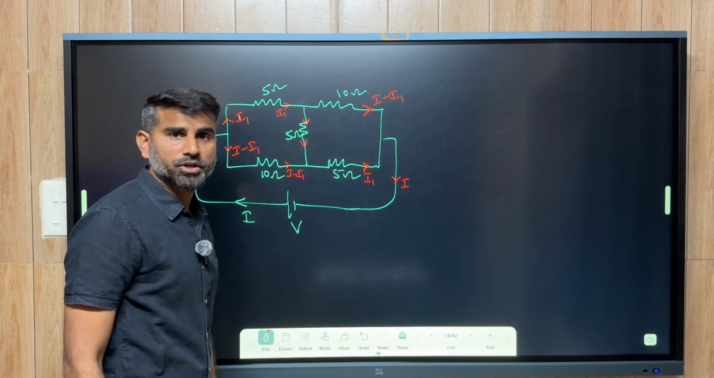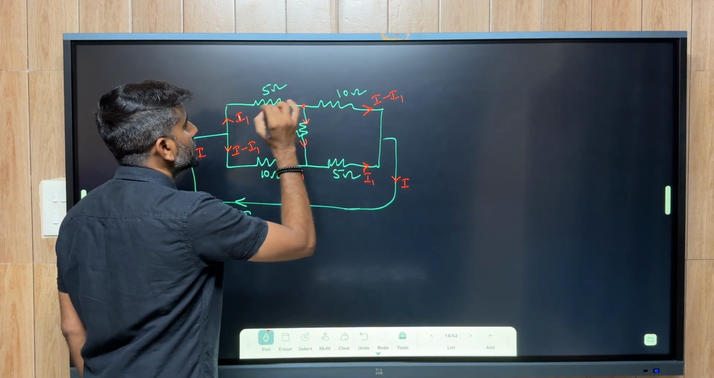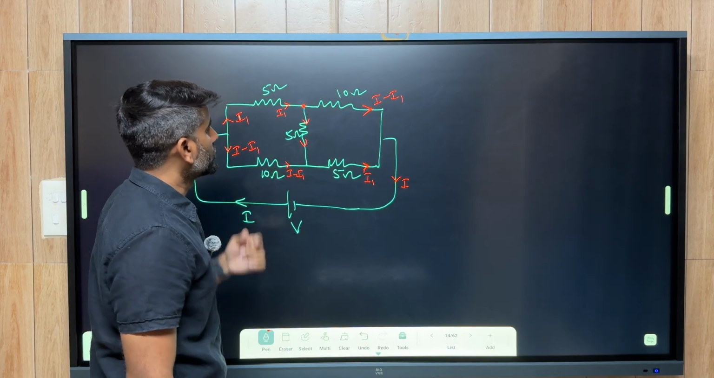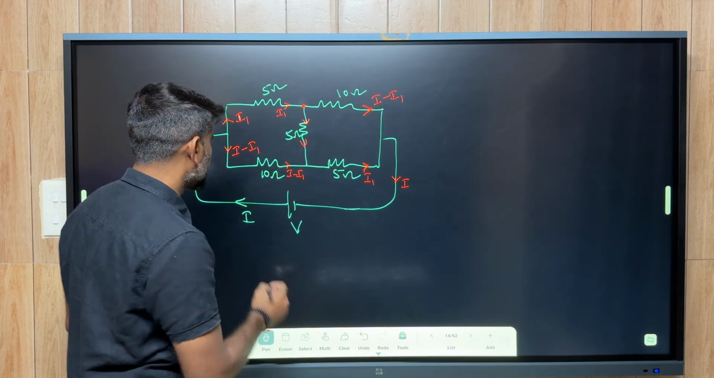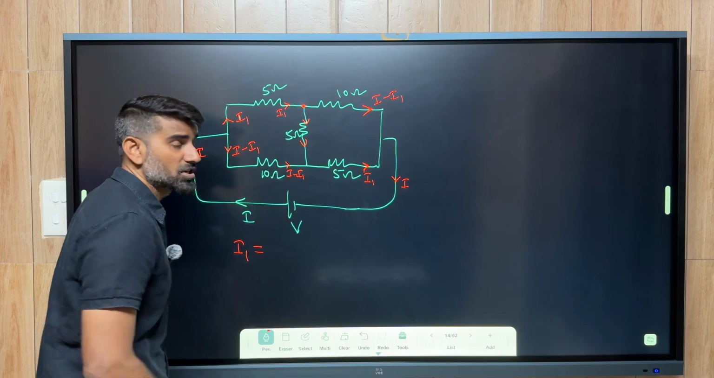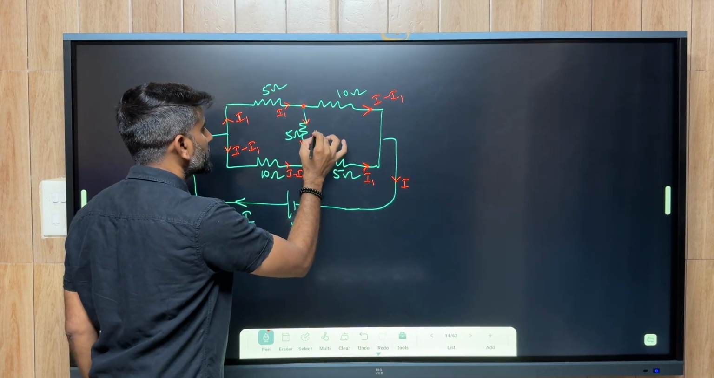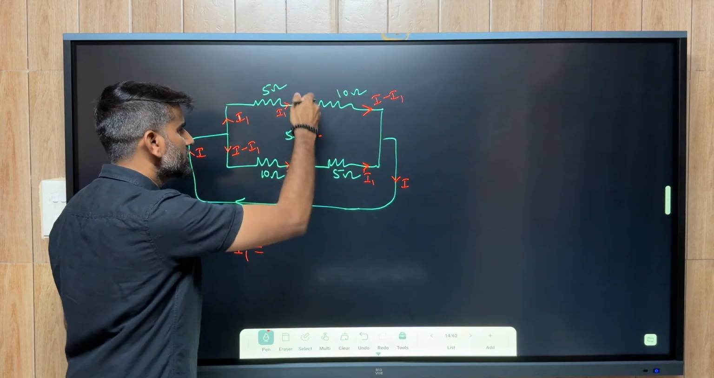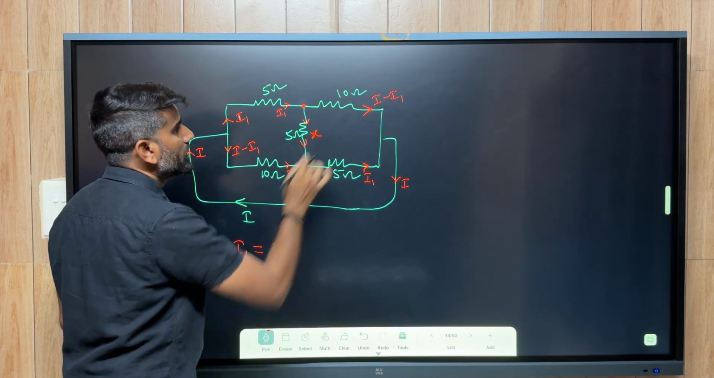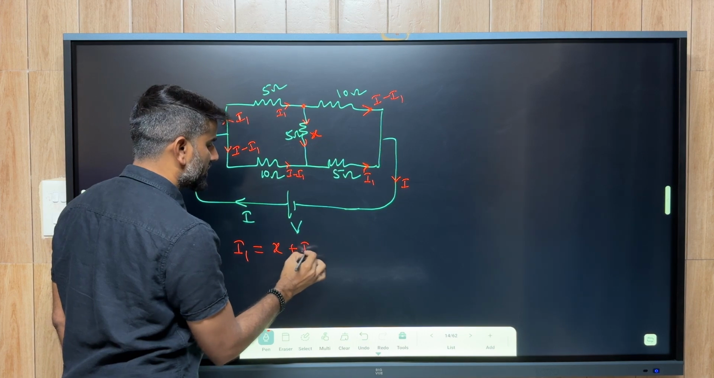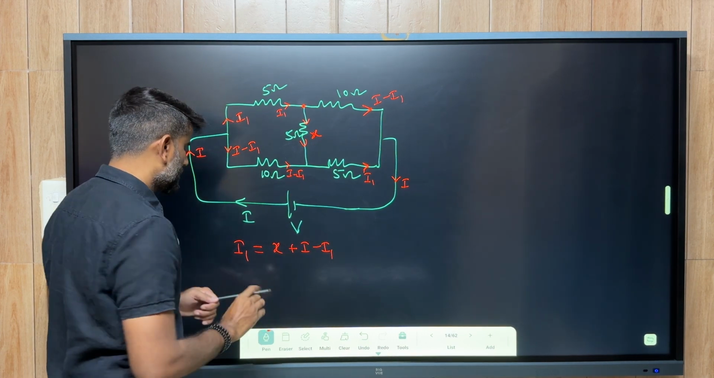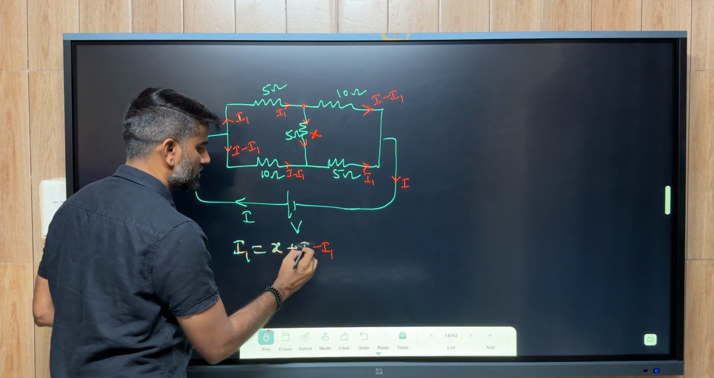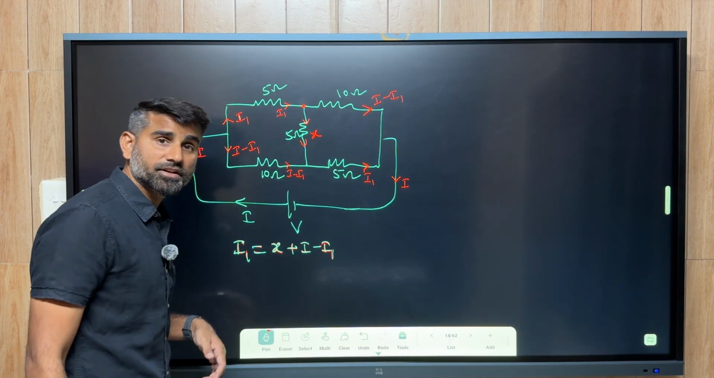Now let us find the current that is flowing through this branch. Let us apply the junction law at this location. The current flowing towards the junction is I1. I'm taking the current in this branch as X, and I'm going to find X. So X is flowing away, and this current is also flowing away, I minus I1. So X plus I minus I1. Hope my point is clear.